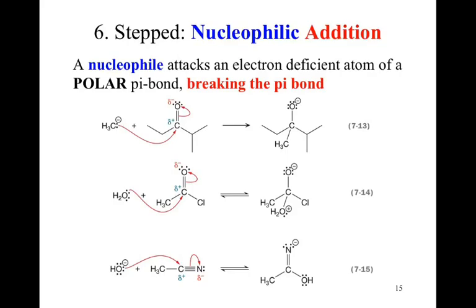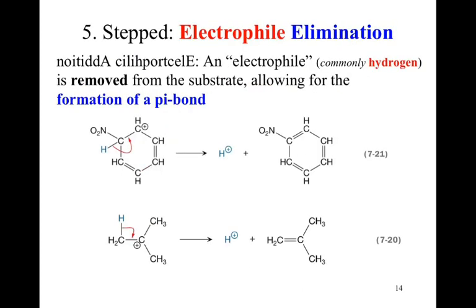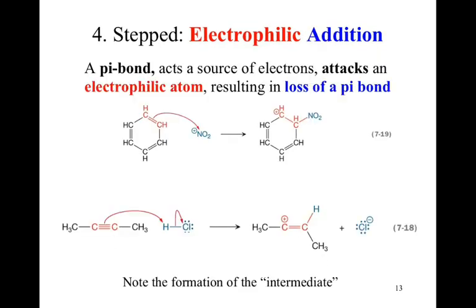Step 6, we're looking at a nucleophilic addition. This is where a nucleophile will attack an electron-deficient atom of a polar pi bond. So your nucleophilic additions and ultimately eliminations are happening around pi bonds that are very polar. If you go back and take a look at the examples of our electrophile elimination and our electrophilic addition, you'll notice that we're not looking at polar pi bonds. We're looking at carbon-carbon bonds that are breaking and forming.